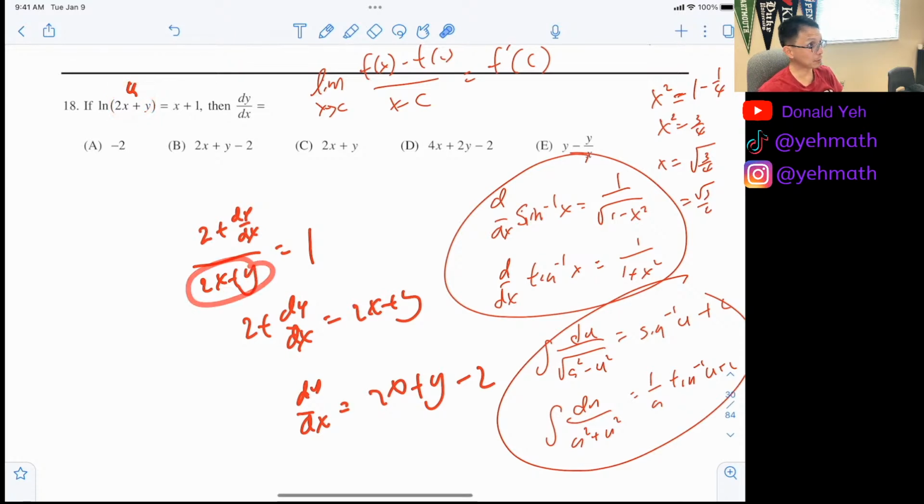So the bottom is 2x plus y, equal to the derivative of x plus 1, which is 1. I'll move the 2x plus 1 to the other side and solve for dy dx. And I got dy dx equal to 2x plus y minus 2.